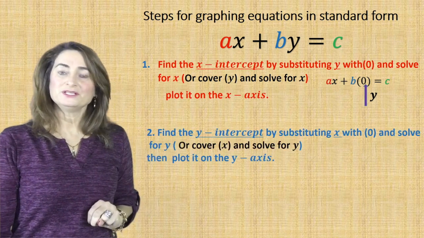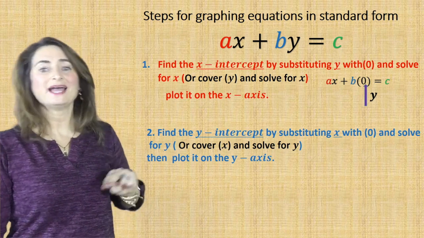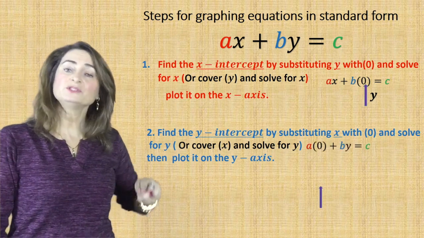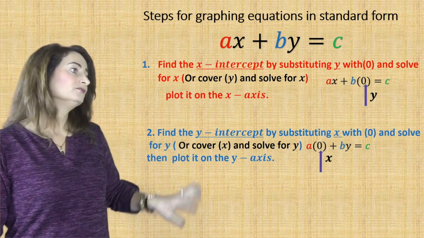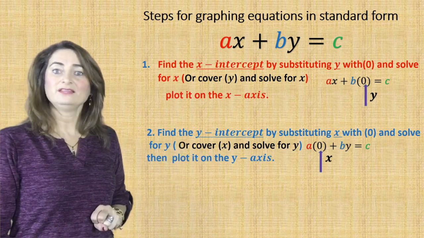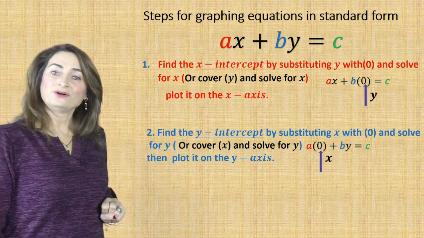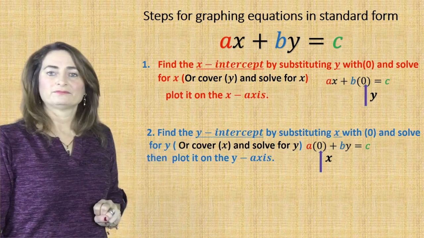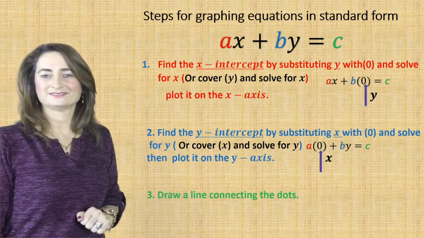Step number 2 is to find the y-intercept. And remember, for the line to cross the y-intercept, x has to be 0. So substitute x with 0 and solve for y, or just cover the x and then solve for the y. Then find that number on the y-axis and plot it. Step number 3 is to connect those two dots.